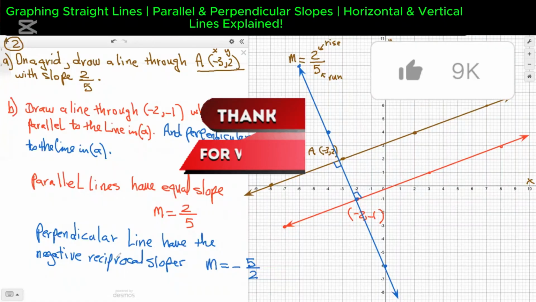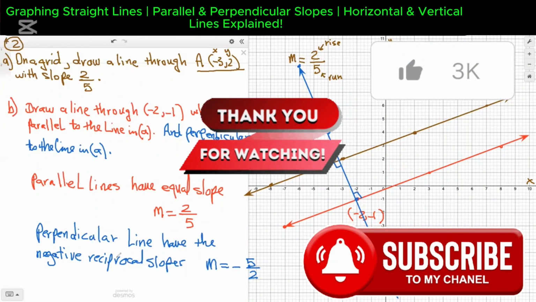And that's it. Now you know how to graph straight lines, identify parallel and perpendicular slopes, and handle horizontal and vertical lines like a pro.